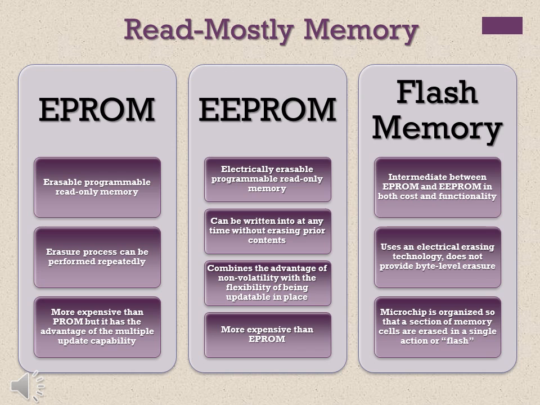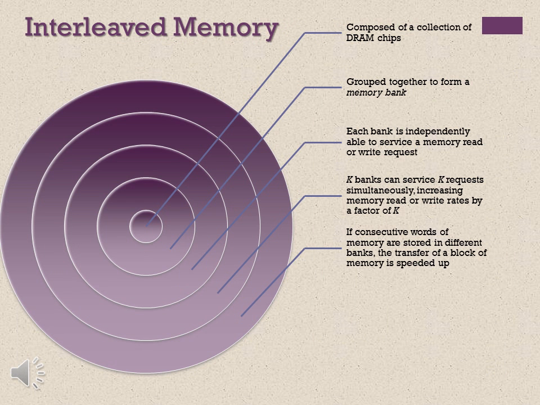Read-mostly memory is optimized for reading operations. Although not much detailed information is presented here, in general, this type of memory allows infrequent updates and is useful for applications where data changes rarely. Interleaved memory improves performance by arranging memory banks to allow simultaneous access to different banks. This technique reduces access time and enhances memory throughput.